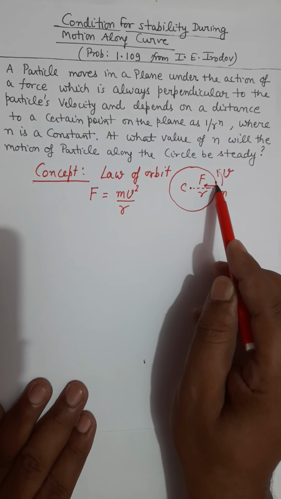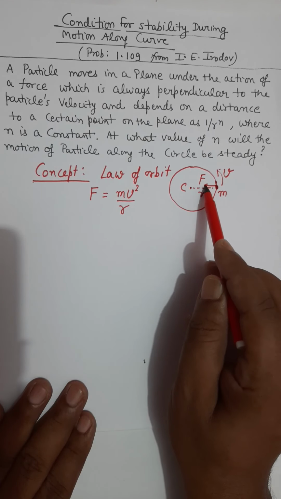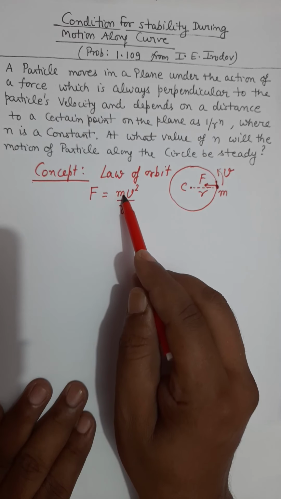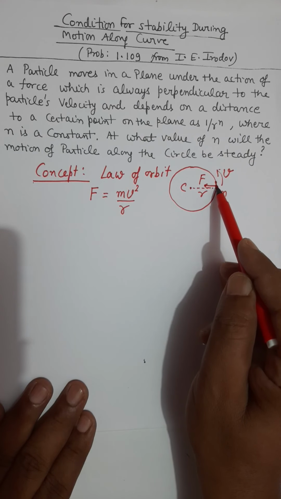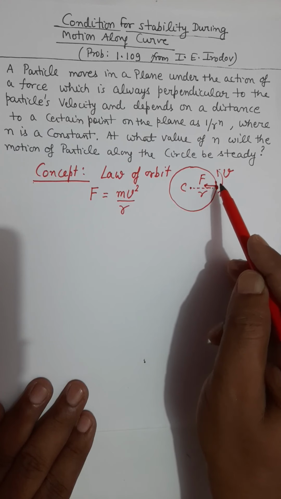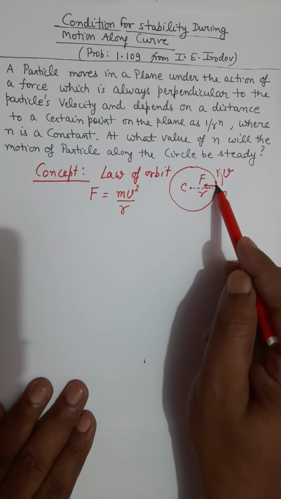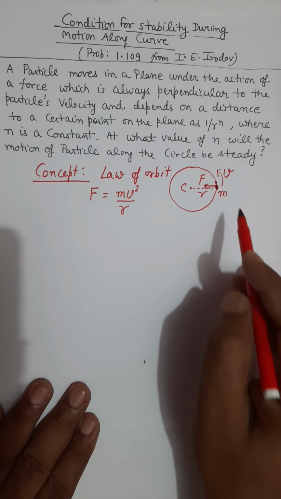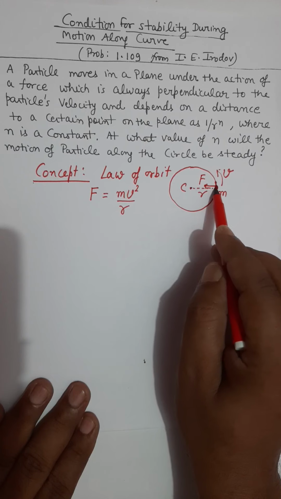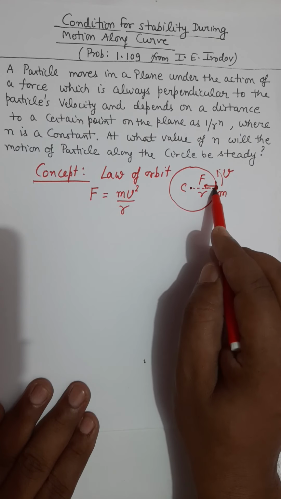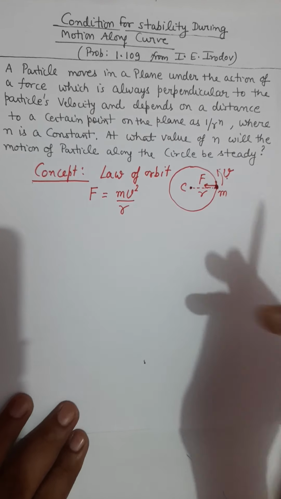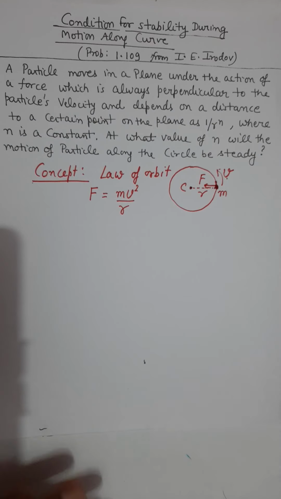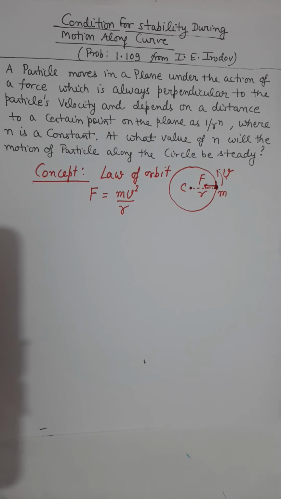If the force which is directed towards the center is more than mv square by r or less than mv square by r, the particle cannot maintain the orbit of given size. It will either move radially inward or radially outward. In order to maintain an orbit of a given radius r at a given speed v, there must be a force on the particle towards the center which is exactly equal to mv square by r. That is concept number 1. This is the concept behind this question.